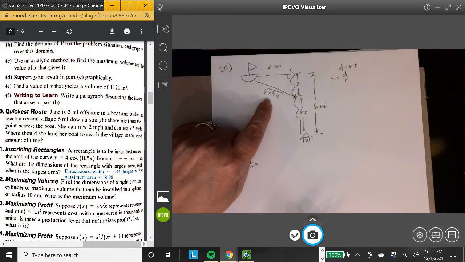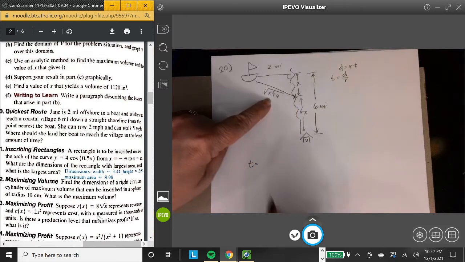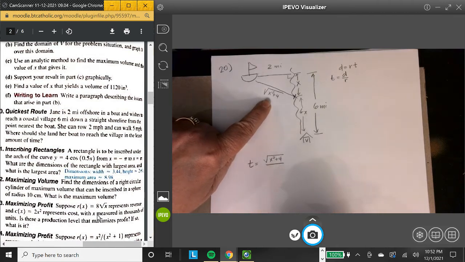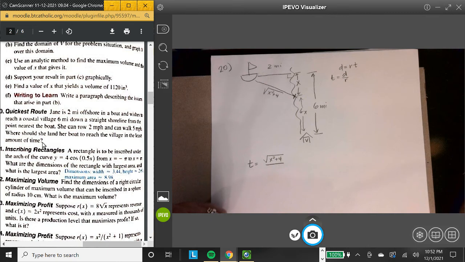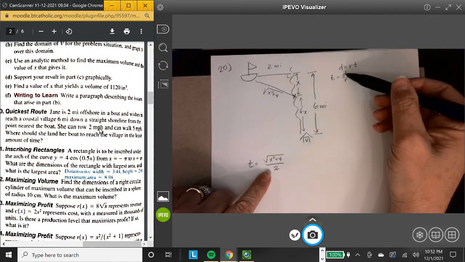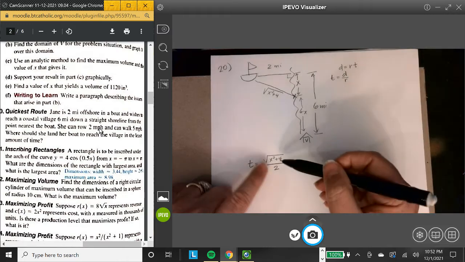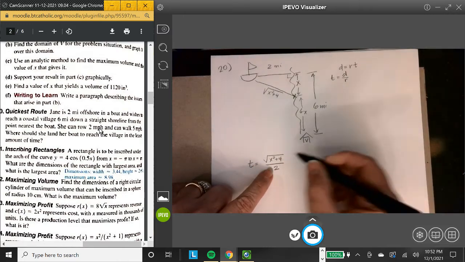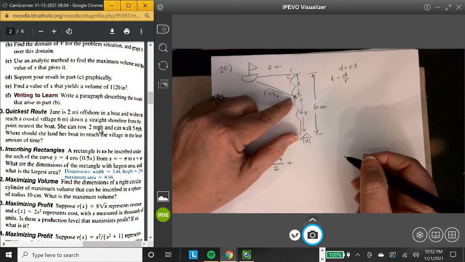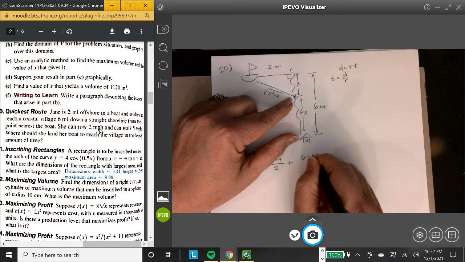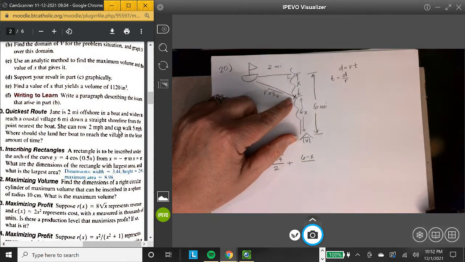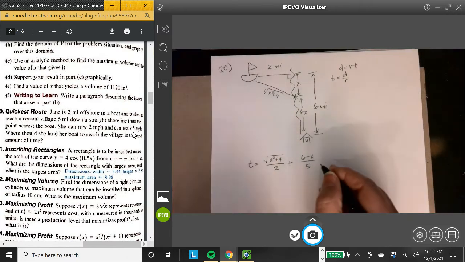So how far did she row? She rowed the square root of x squared plus 4. Well, how fast did she row? Well, the question says she can row 2 miles an hour, so I'm going to put the 2 on the bottom here. So that's the distance over the rate. So the distance she rowed over the rate she rowed, plus, well, she walked this distance, which is 6 minus x over the rate that she walked. It says she can walk 5 miles an hour, so I'm going to put a 5 here.